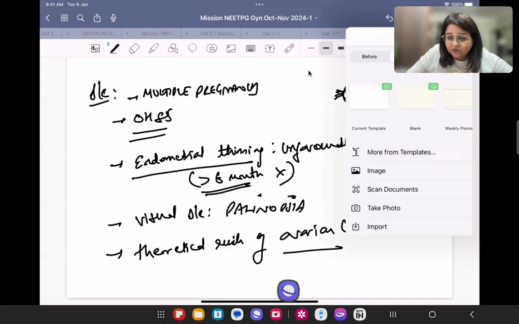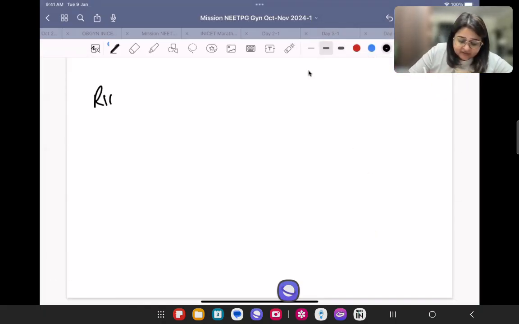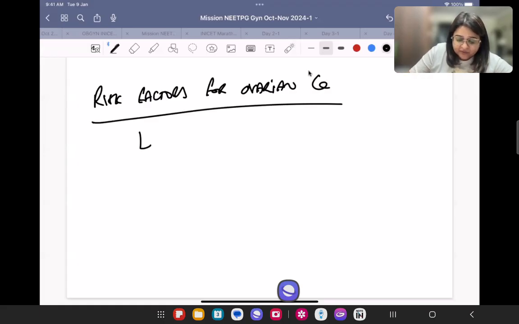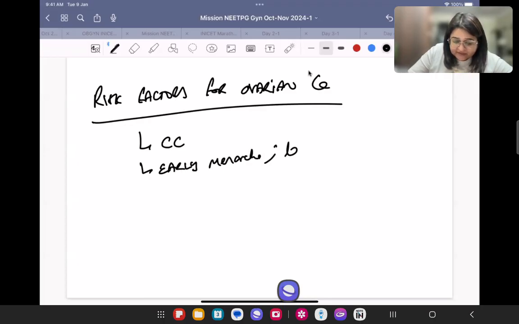That is why, when we talk about risk factors for ovarian cancer, which we will be discussing tomorrow, let's touch upon it here. One is clomiphene citrate, because it induces more ovulation induction cycles. What else? Women who have early age at menarche and late menopause, which means they are having more ovulatory cycles.